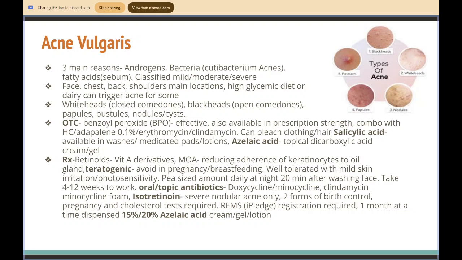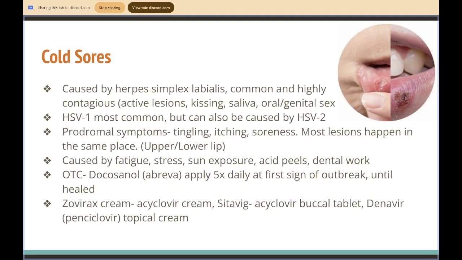REMS, the iPledge registration, is also required, and you only dispense 1 month of isotretinoin at a time. Last but not least, for the prescriptions, you have 15 and 20% azelaic acid in a cream, gel, or lotion form.